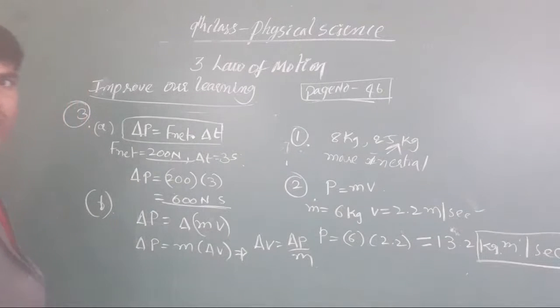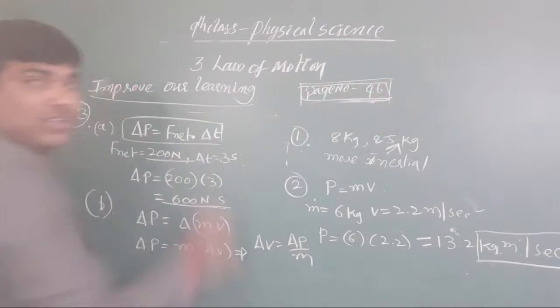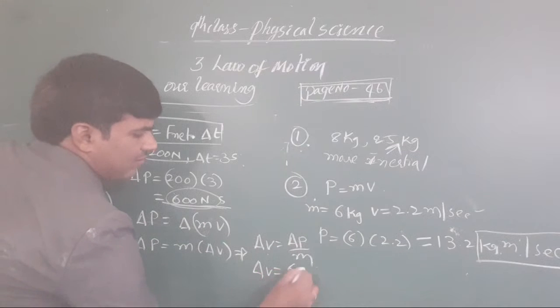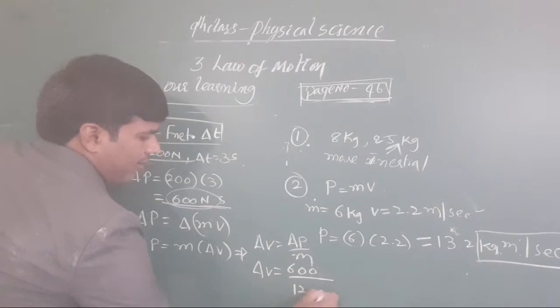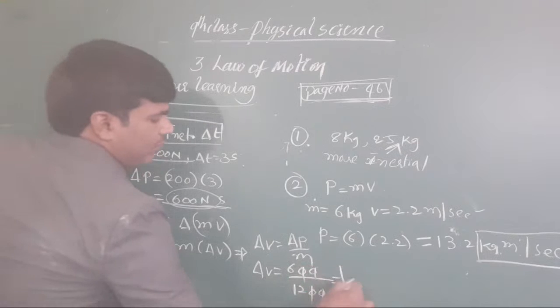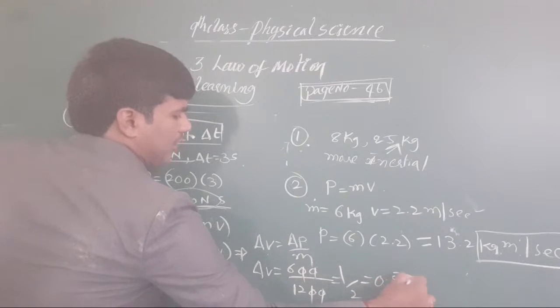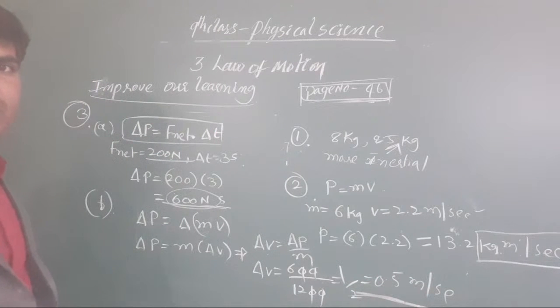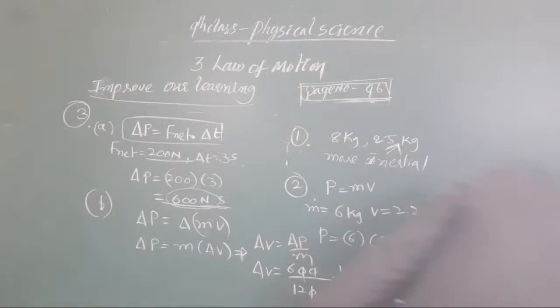It is not a fraud. Already I have written the page number on the board. Always so many students ask the page number. Yes, del v is equal to del P by m. Here, what is the del P value? 600 newtons. Now it is also written as 600 by 1200. Now it becomes 1 by 2. It becomes 0.5 meters per second. I hope you understood, all the students. This answer is understood or not? Yes, this is the answer.